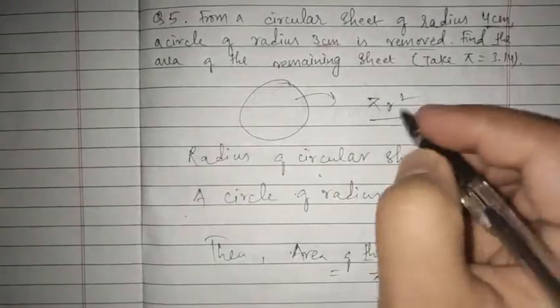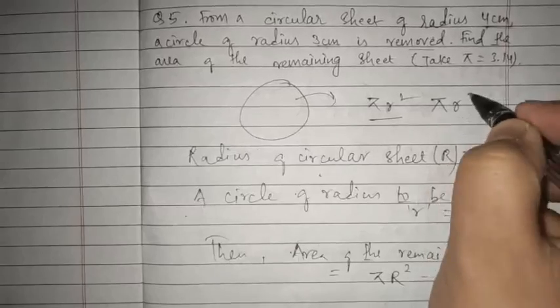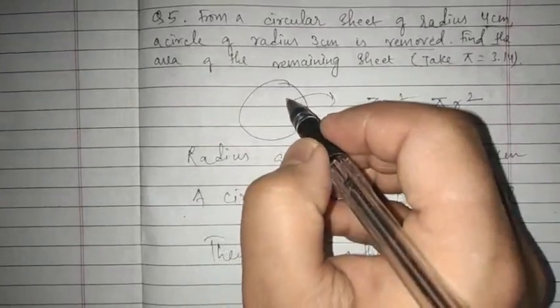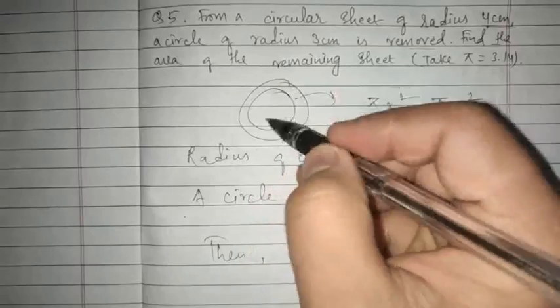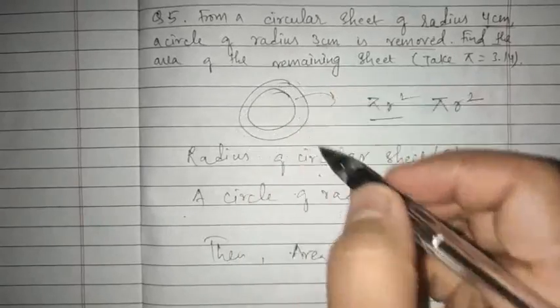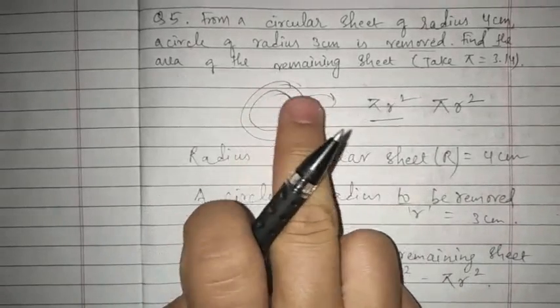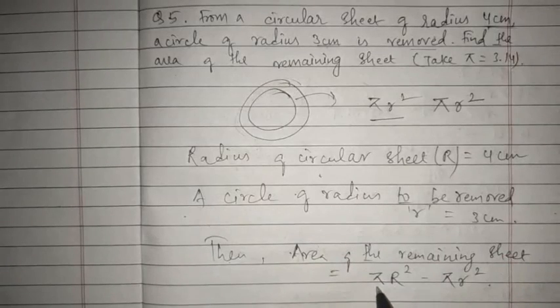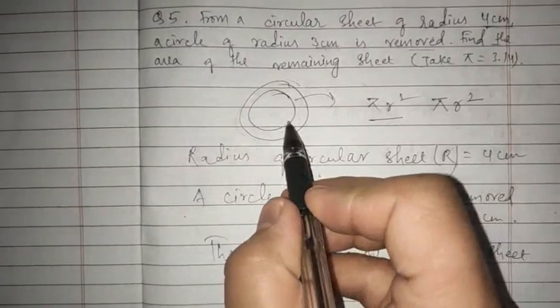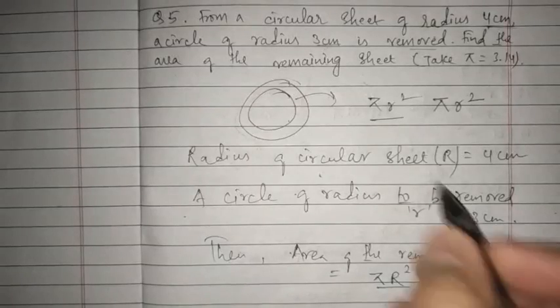It is pi r square. But when one circle is enclosed by another circle, then if you have to find the area for both circles, the formula will be pi r square for one circle and pi r square for another circle.